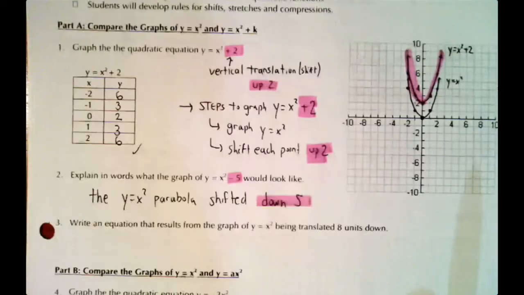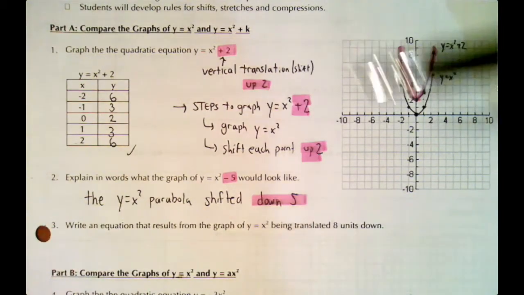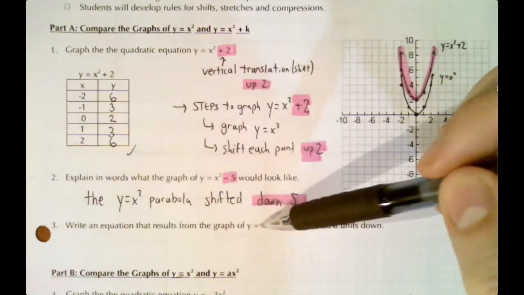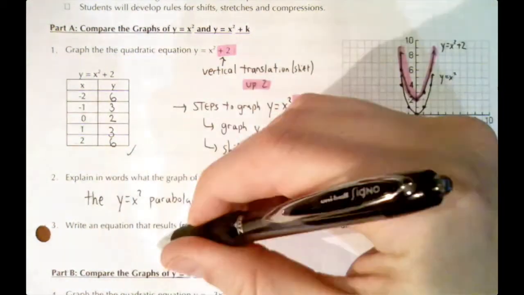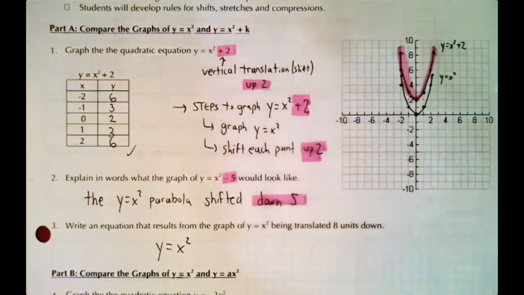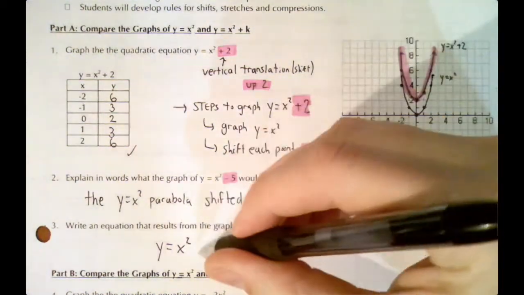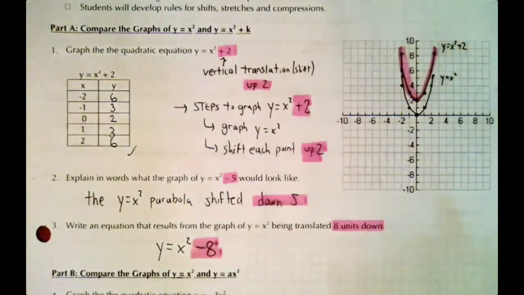Let's try the same question in the opposite order. Instead of giving you the equation, asking you for the transformation, let's give you the transformation, see if you can get the equation. Write an equation that results from a graph of y equals x squared being translated 8 down. Well, that would be y equals x squared, and since we're going 8 down, it would be minus 8. And there we go. That's vertical shifting.